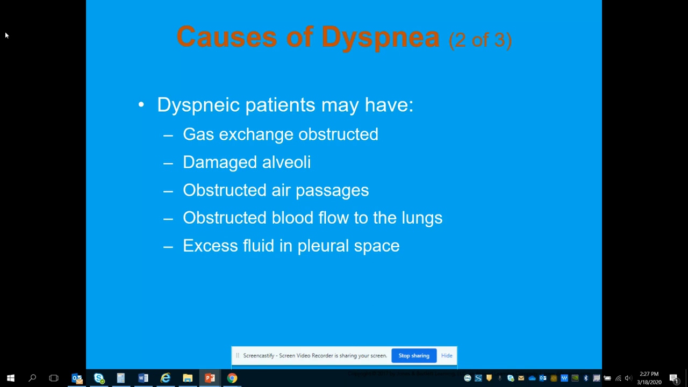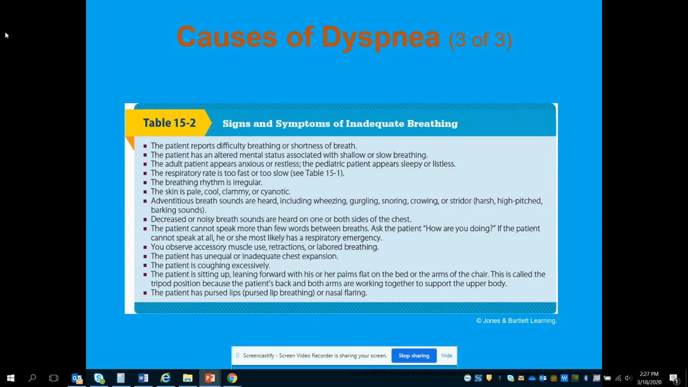Patients with dyspnea may have obstruction of their gas exchange, damaged alveoli, obstructed air passages, whether that is with swelling, whether it is with blood or fluid that's there. It could be obstructed blood flow to the lungs, or it could be because of excess fluid building up in the pleural space. So any number of these things could actually be causing the patient's dyspnea, or could be coming as a result of the dyspnea.